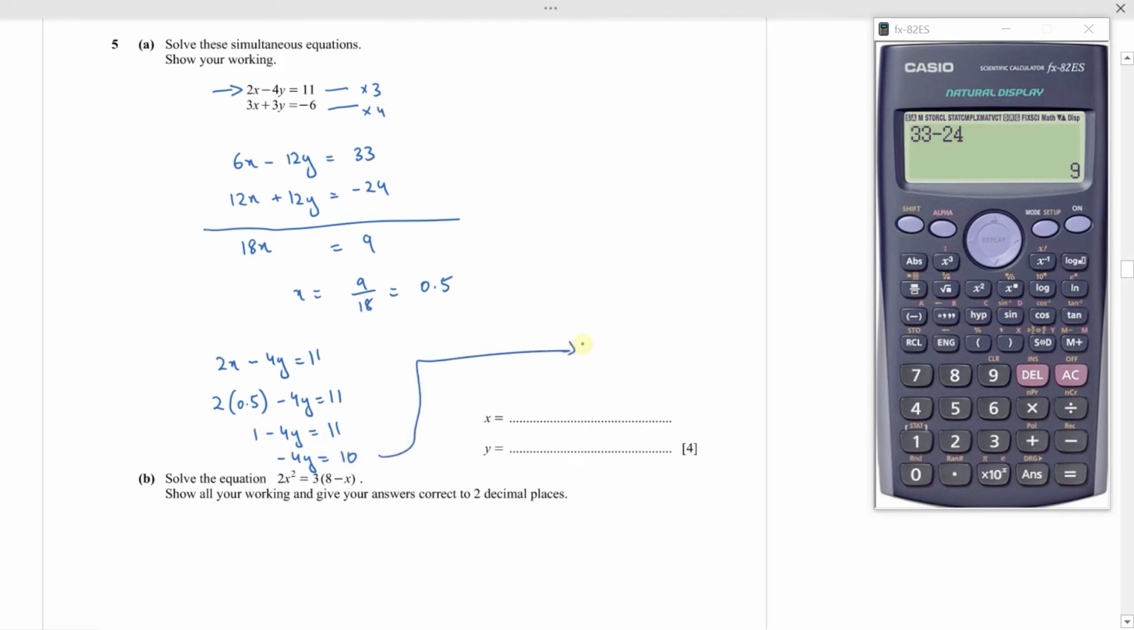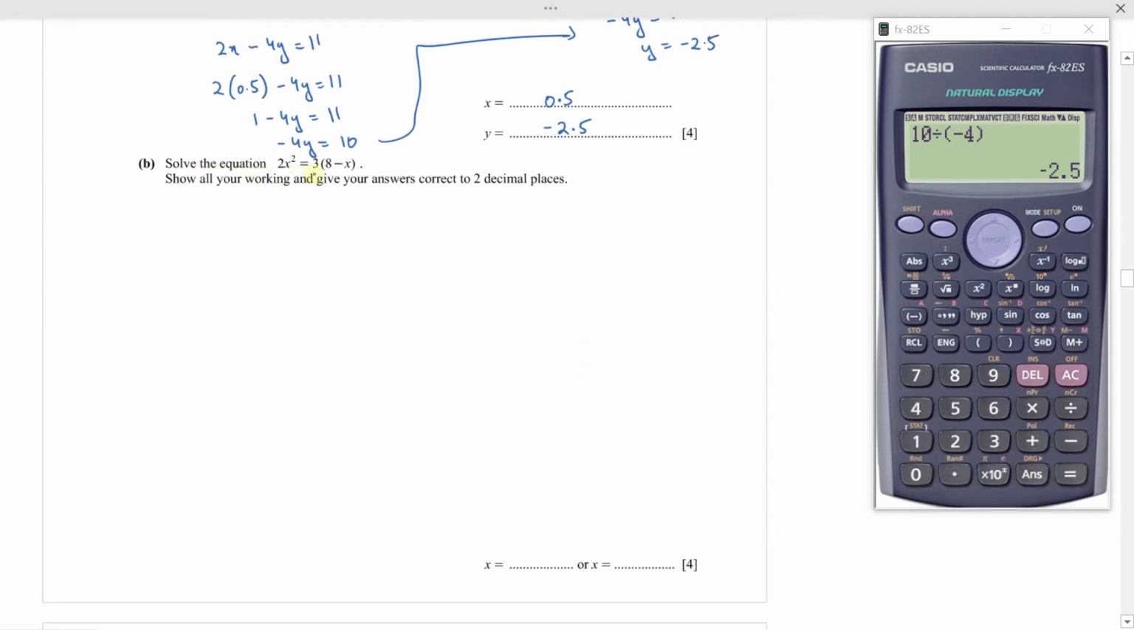So let me continue here. Minus 4y equals 10. So y equals 10 divided by minus 4, which is minus 2.5. So x value is 0.5, y value is minus 2.5.